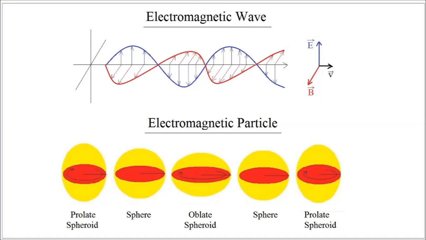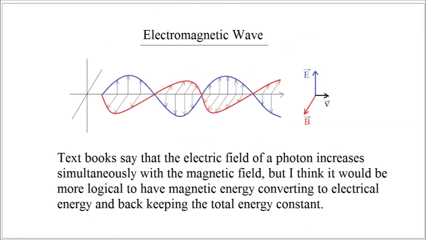This way, we can resolve wave-particle duality of light, and finally the particle, or rather the nuclear droplet model, will win. Textbooks say that the electric field of a photon increases simultaneously with the magnetic field, but I think it would be more logical to have magnetic energy converting to electrical energy and back, keeping the total energy constant.